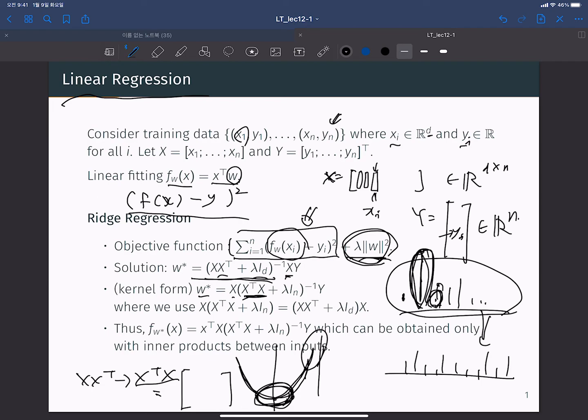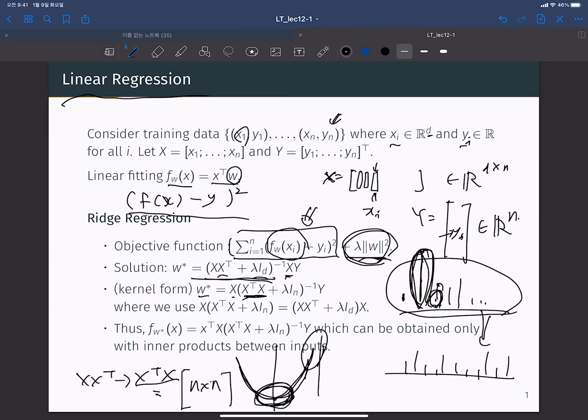It is the correlation between input data points. So this matrix is an n by n matrix, and every element comes from the inner product between two different input vectors. Okay.